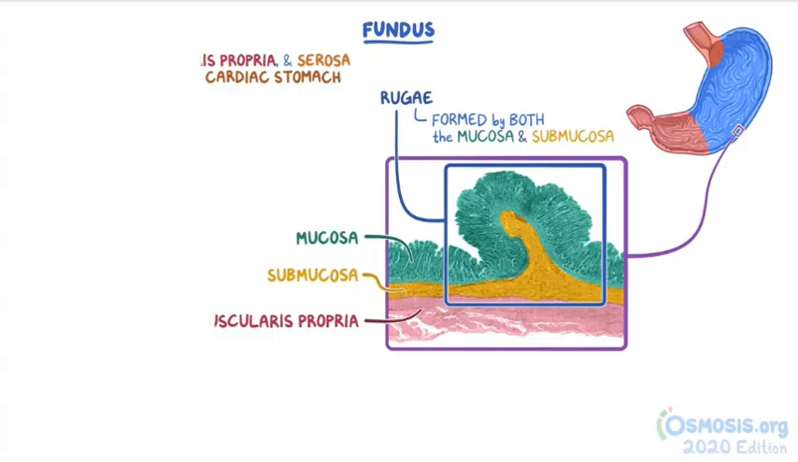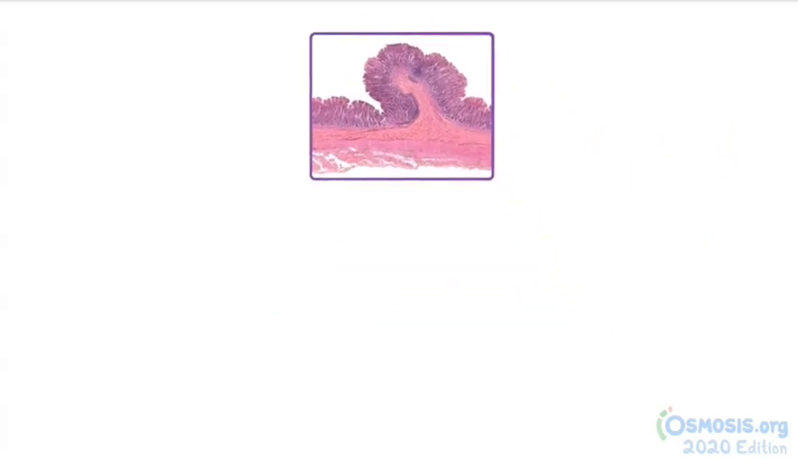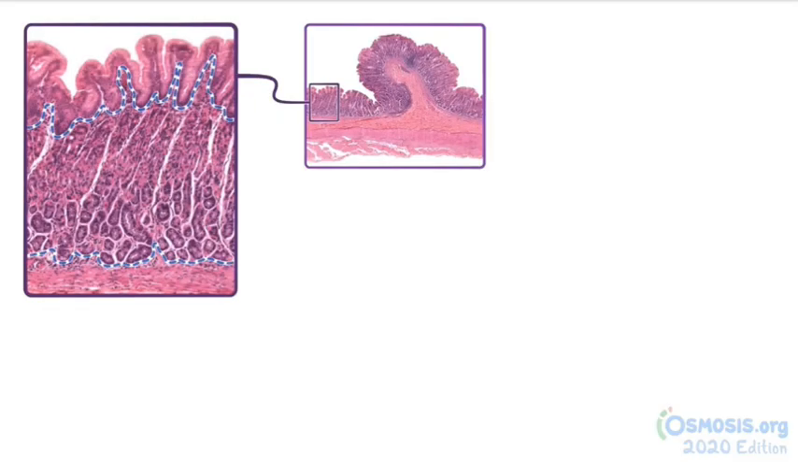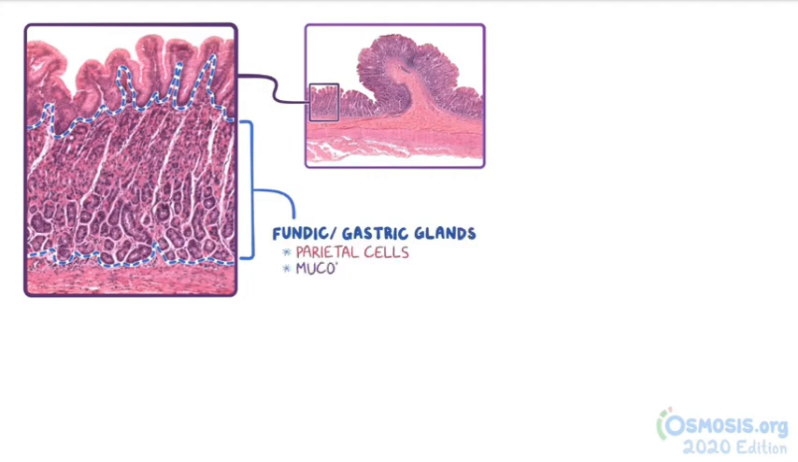The fundic mucosa may look similar to the cardiac mucosa, but the glands present in the mucosa are different. Instead of cardiac glands, the gastric pits join with fundic or gastric glands, which consist of three major cell types: parietal cells, mucous neck cells, and chief cells. The gastric glands are also broken down into three regions: the isthmus, neck, and base of the glands.